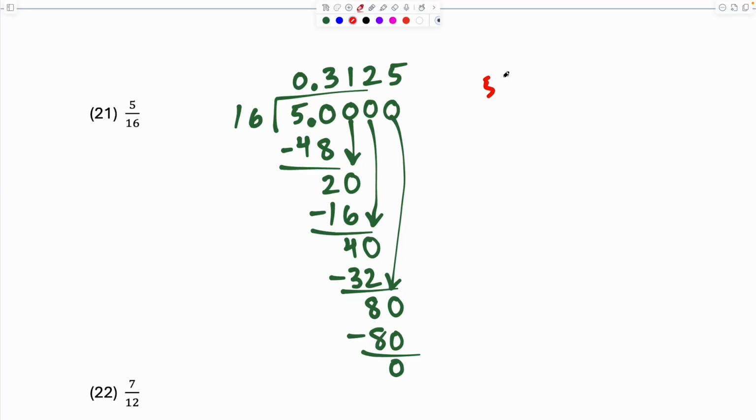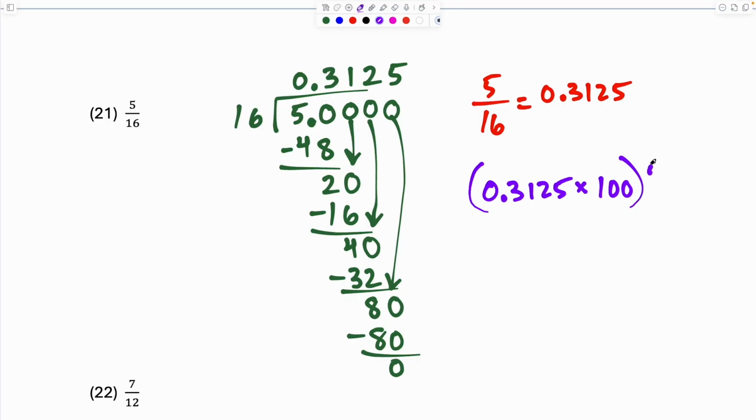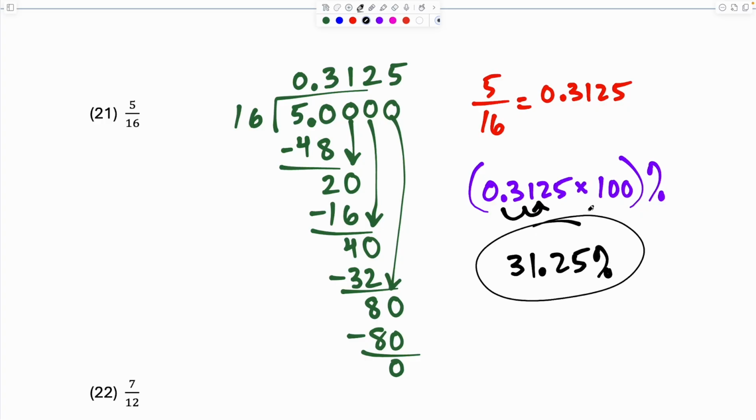Okay, so this tells us what we accomplished here. This tells us that 5/16 is equal to 0.3125. So if we want to write this fraction as a percent, first we turn it into a decimal, and now we can just take this decimal here and multiply this decimal by 100 and put the percent in front of all of this. Okay, so now we just look at the decimal. The decimal, when we multiply by 100, is going to go 2 spaces to the right. So we could say 31.25% is our solution to question 21.